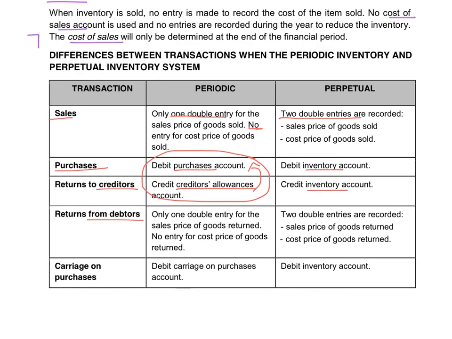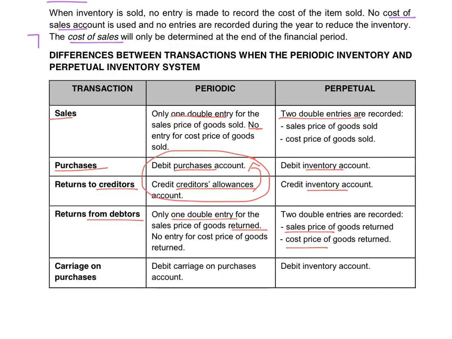In the perpetual system, you will record two double entries, one at sales price, where debtors' allowances is debited and debtors' control is credited, and a second one for the cost price, where inventory is debited and cost of sales is credited. In the periodic system, only one double entry for the sales price of the goods returned will be recorded. No entry will be recorded for the cost price of the goods.